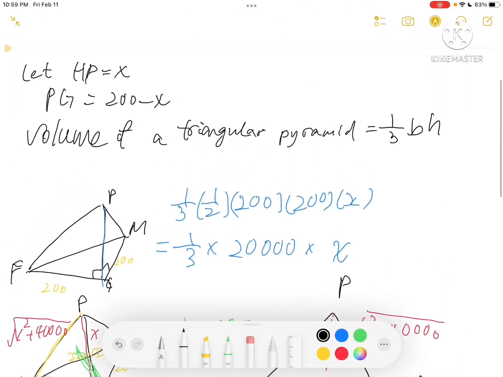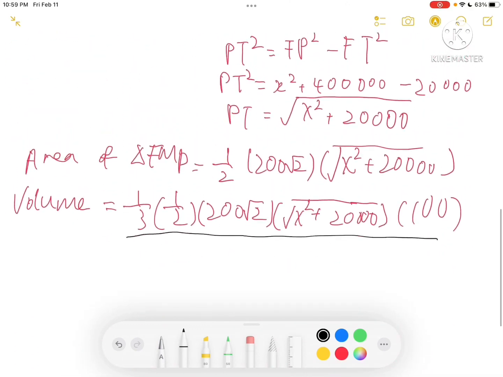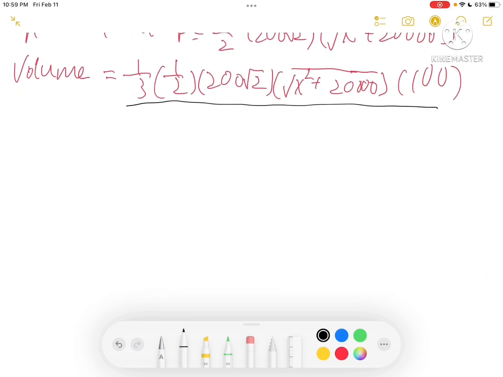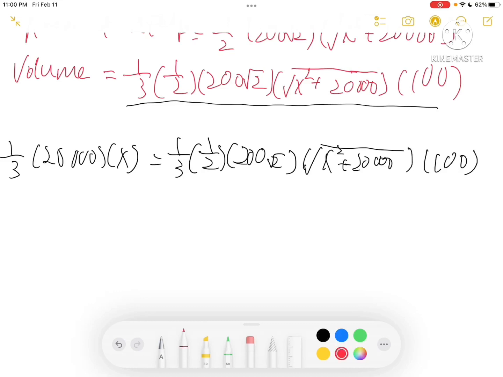Now, since the volume of this tetrahedron is the same, we can say that this expression on the top is equal to this expression. So now let's set the equations equal to each other. This one is equal to this equation, with x. And we see that 1 over 3 appears on both sides, so we can just cancel it out. And then we can try to cancel out other terms as well.